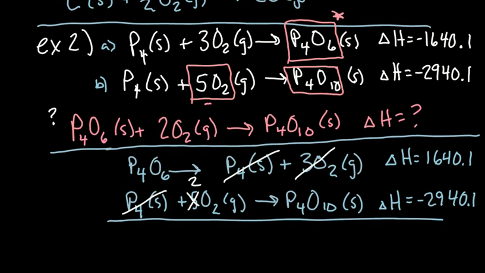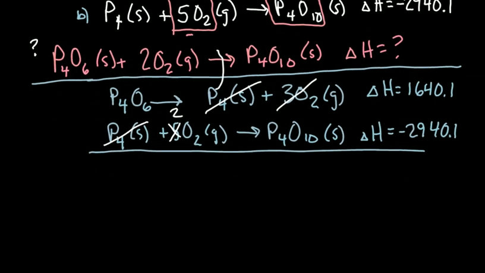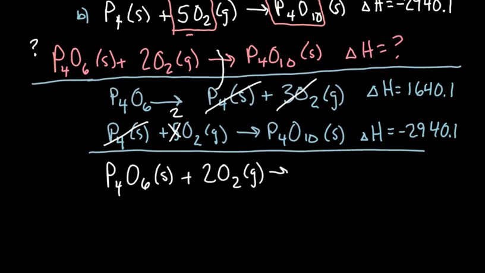I'm going to move you up just a little bit here. If you'll cooperate, there we go. Okay, and finally our equation is going to be P4O6 solid plus 2O2 gas going to P4O10. And then we're just going to simply add up our delta H's again, paying very close attention to our sign. And we're left with negative 1300 kilojoules per mole.